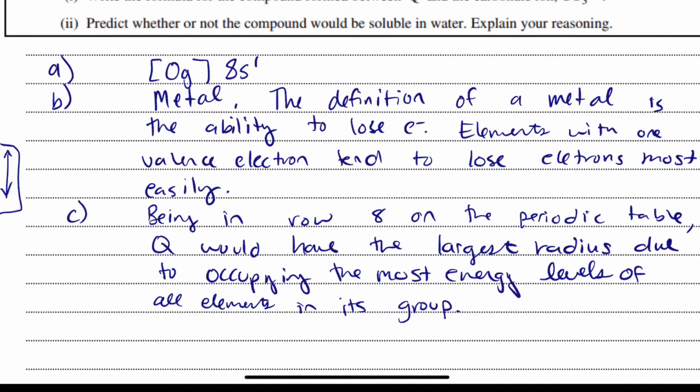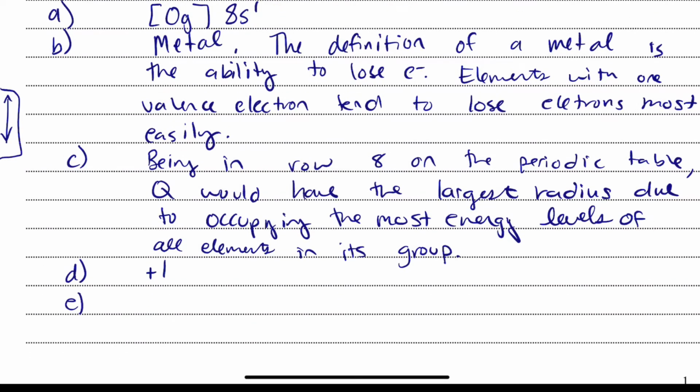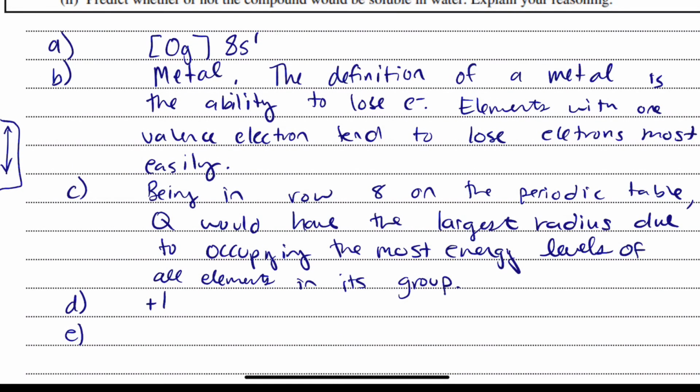Okay, D. What would be the most likely charge of the Q ion in its stable ionic compounds? So notice they don't ask us to justify here in letter D, so it would just be a +1 charge. All alkali metals have a +1 charge. You know, there's lots of ways you could justify it, but we're not asked to, so I wouldn't waste our time. And then in E, it says, write a balanced equation that would represent the reaction of Q with water.